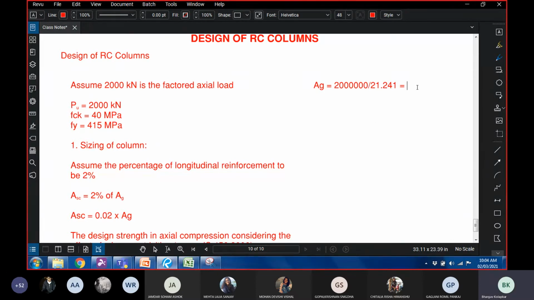Can someone give me this number? So what I get is approximately 94157.5, whatever. I can approximate to 94158. What would be the unit of AG? mm square. Mm square. Good.